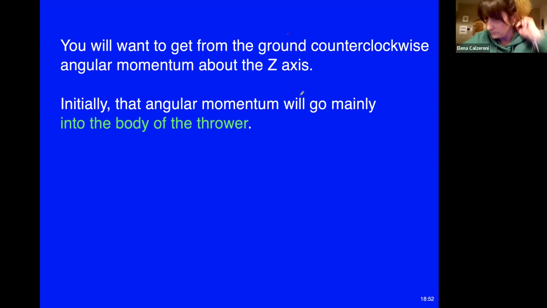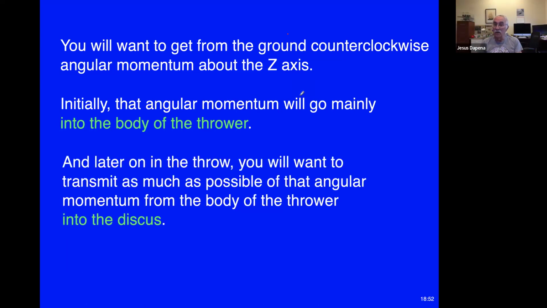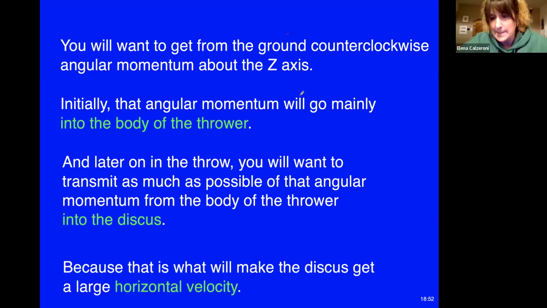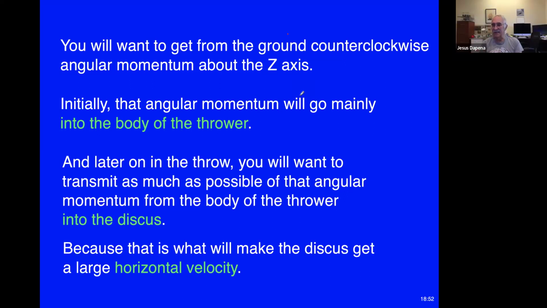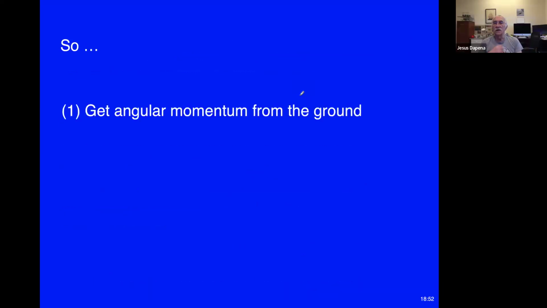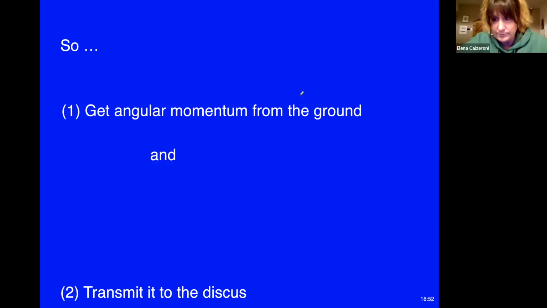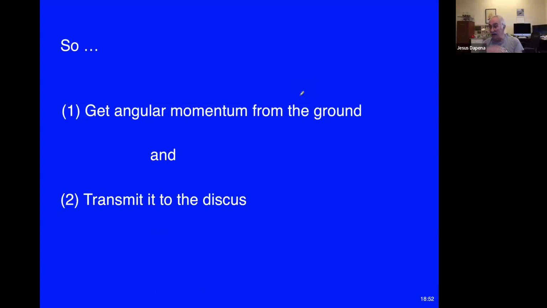And later on in the throw, you will want to transmit as much as possible of that angular momentum from the body of the thrower into the discus, because that is how the discus gets a large horizontal velocity. So you need to get angular momentum from the ground, and then you have to transmit it to the discus.